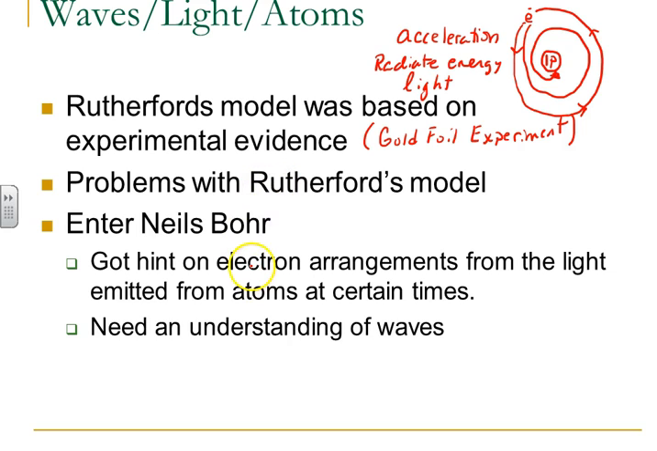He got a hint on electron arrangements, how they were actually arranged out here and what they did when they were out there, by looking at light that was emitted from atoms at certain times. Even though electrons don't continuously emit light, which is what they would do in this model, they do sometimes emit light. And to understand how this light-emitting atom works, we need an understanding of waves. So that's where we're going to go in the first part of this presentation, looking at waves.